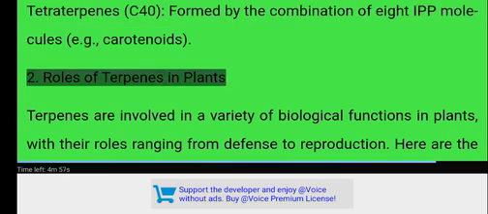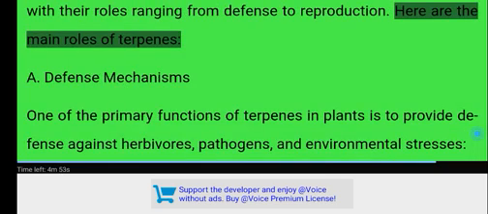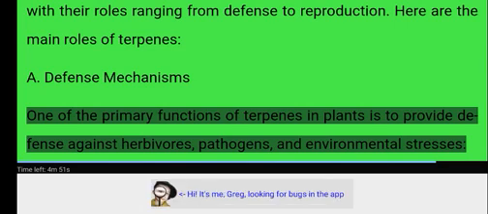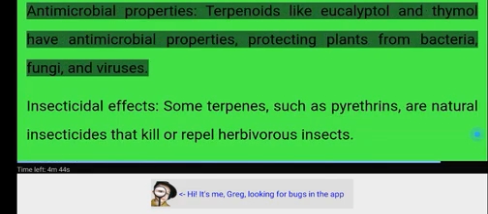2. Roles of terpenes in plants. Terpenes are involved in a variety of biological functions in plants, with their roles ranging from defense to reproduction. Here are the main roles of terpenes. A. Defense mechanisms. One of the primary functions of terpenes in plants is to provide defense against herbivores, pathogens, and environmental stresses. Toxicity. Many terpenes, such as Taxol and camphor, have toxic or deterrent effects on herbivores and insects, helping to protect the plant. Antimicrobial properties.